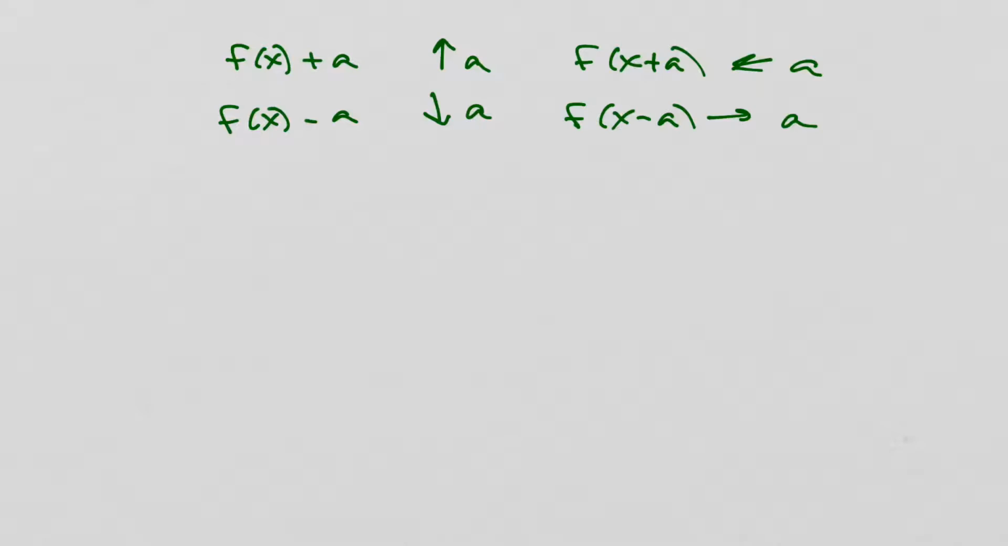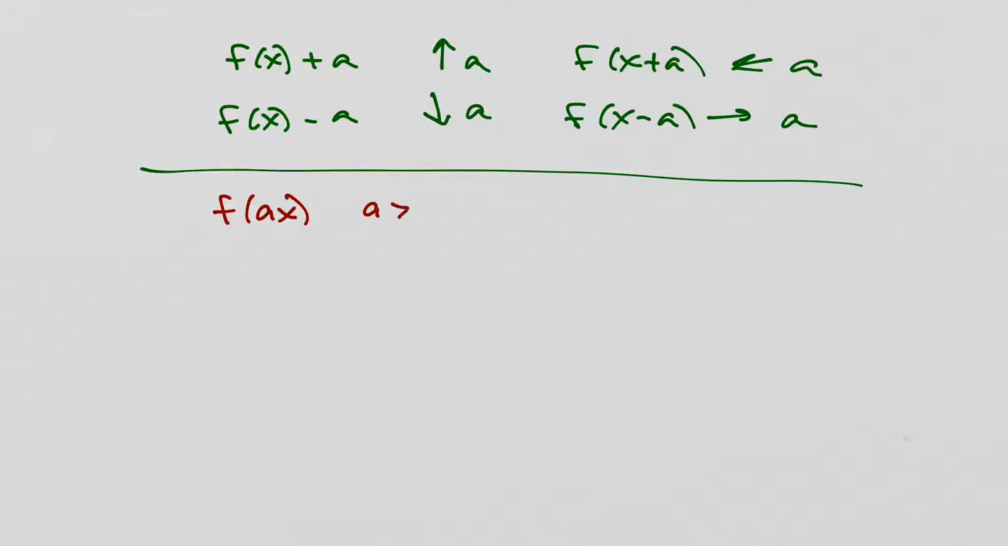The ones that do change the shape of the graph look a little bit like this. What about f of a times x? Well, it depends on that number a. If a is bigger than 1, then we compress it by dividing each x value by a. If I have f of a times x where a is between 0 and 1, then we stretch the function.